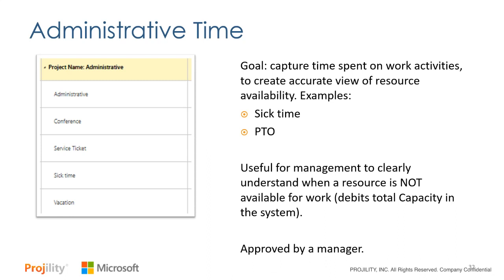And finally, the fourth category of time you're going to be capturing is what we call administrative time. So this would be work and non-work related activities, things like sick time, PTO, things that would typically go into a formal timesheet, because it's useful for management to understand when people are not available to work or they're spending their time on other stuff that pulls away from their ability to deliver on their work. This would be something that would always be approved by a manager, and these categories are standard on everybody's timesheet.